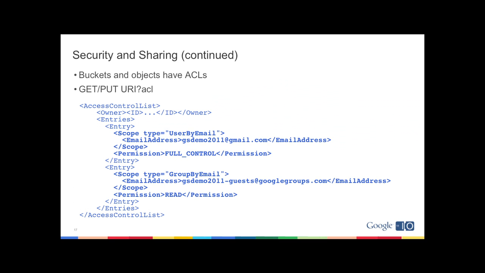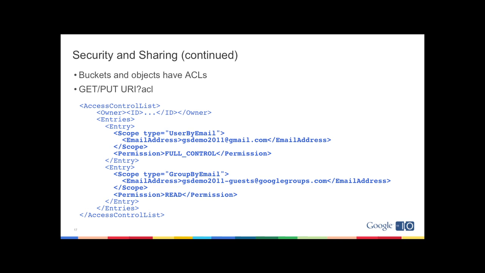So that's authentication. Now for access control. The way access control works, every bucket and every object has an access control list that specifies who can access and do what to the bucket and object. And it's all controlled using this GET and PUT syntax with a question mark ACL at the end. So here's an example of what you would see if you retrieve a particular object's ACL, and I've highlighted the parts that are particularly interesting. First, there's a grant to the owner of this object, gsdemo2011@gmail.com. And that's a full control grant, which means that owner can both read and write the object and also can read and write the access control list.